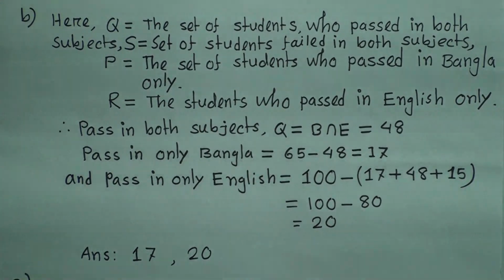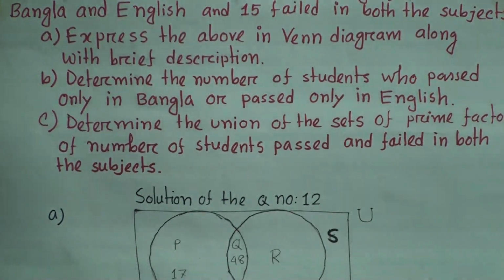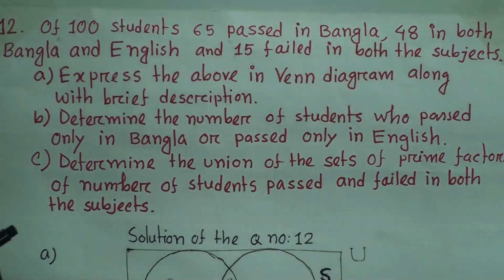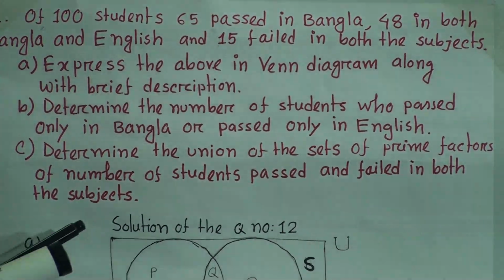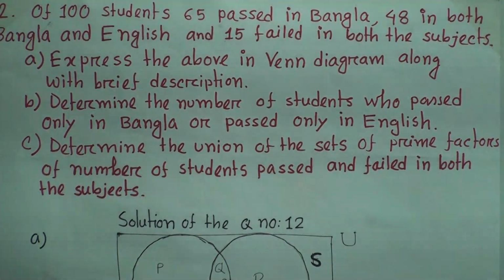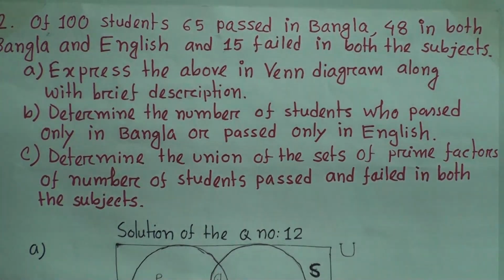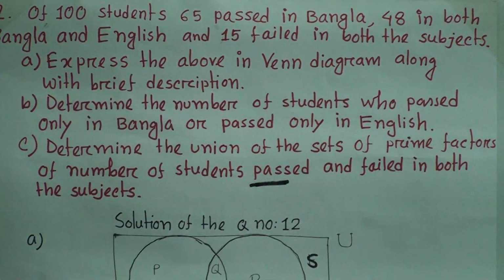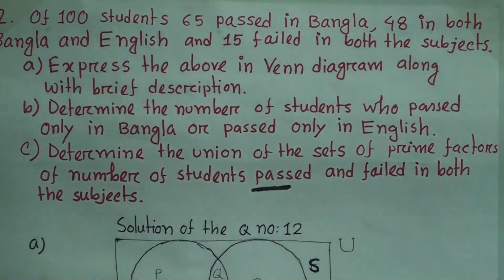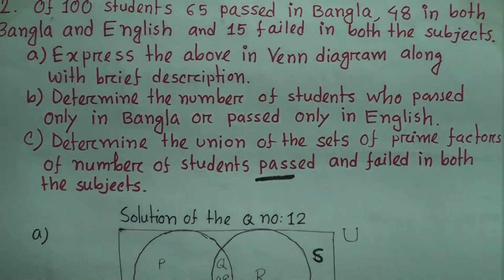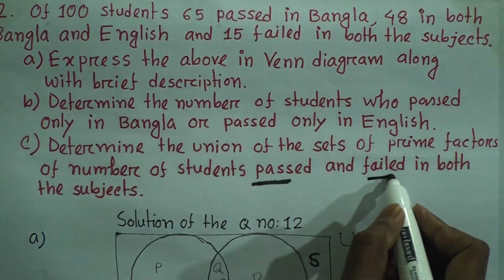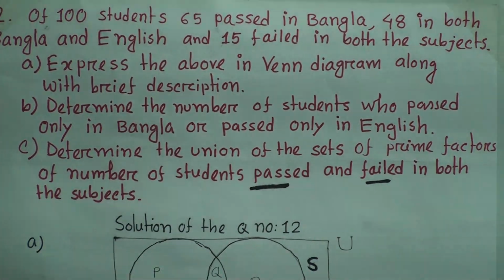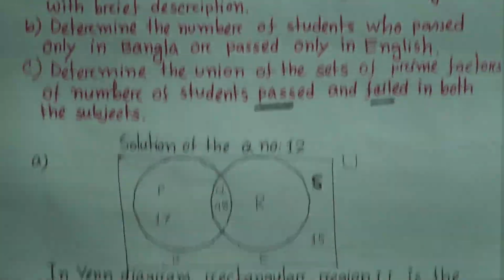Now I will discuss question number C. At first you read the question. Determine the union of the sets of prime factors of the number of students passed and failed in both subjects. Okay students, prime factors of the number of students passed, that means passed students how many? Passed students is 48, and the failed students is 15. Now determine the union of the sets. Okay students, please look, see the solution.